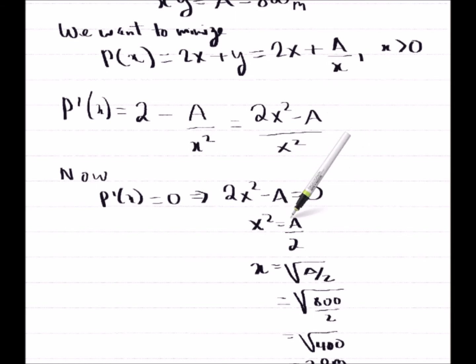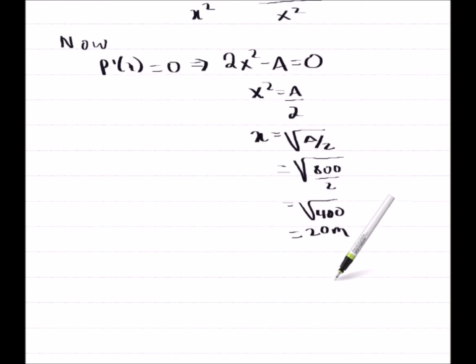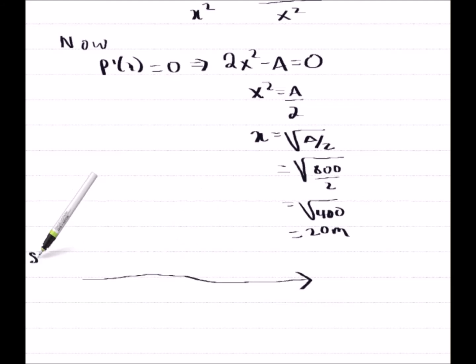So I found my x. At this point, I'd like to show that this is actually a min for my function. Since I'm minimizing over an open interval, I will study the sign of p prime. So here I will put the sign of p prime and below the behavior of p.